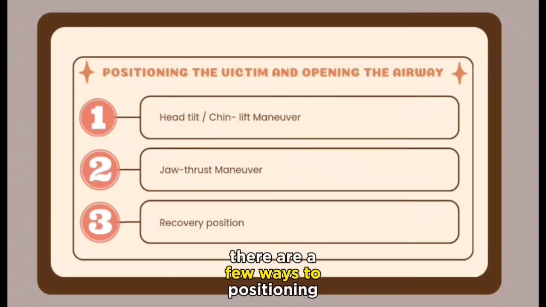There are a few ways of positioning the victim and opening the airway. The first one is the head tilt or chin lift maneuver. Second, the jaw thrust maneuver. And if the victim is breathing adequately, maintain an open airway and place the victim in the recovery position.